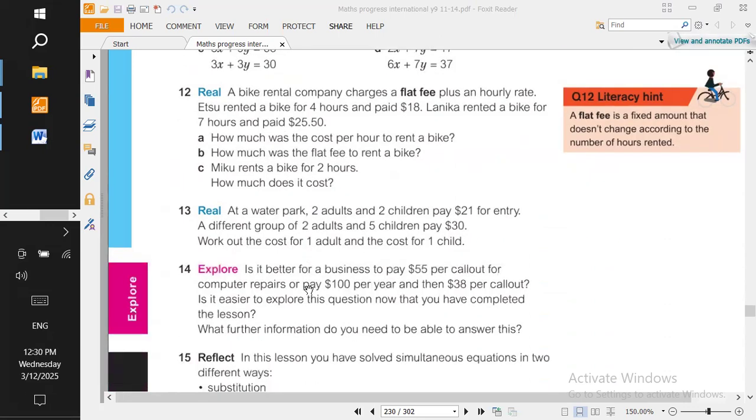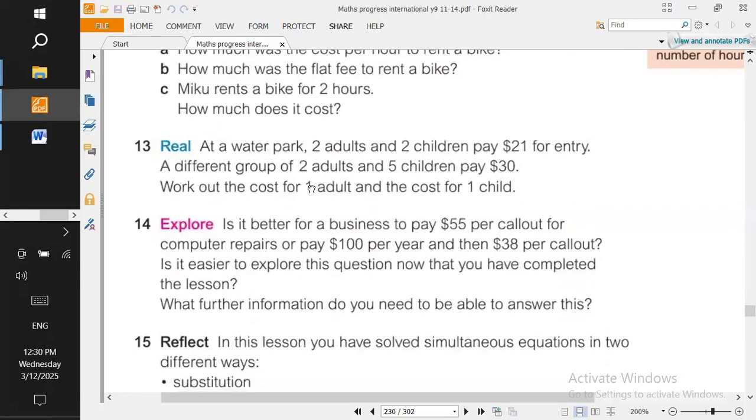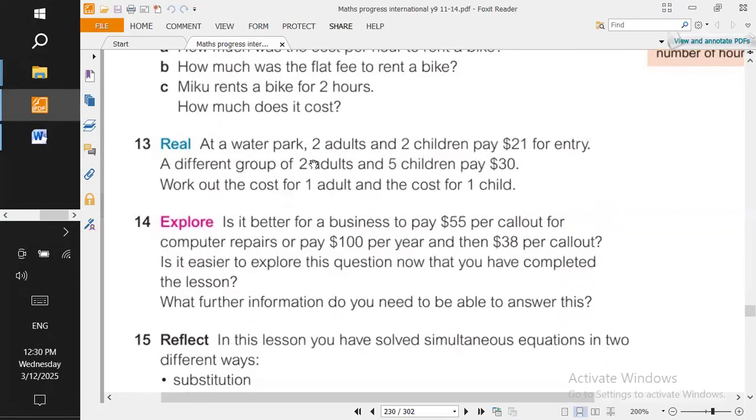So let's take one of the questions here. Let's start with 13. Let's write the equation here. At a water park, two adults and two children pay $21 for entry. A different group of two adults and five children pay $30. Work out the cost of one adult and the cost of one child. So basically, let's make this the x and this the y.